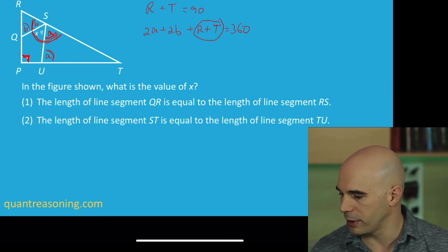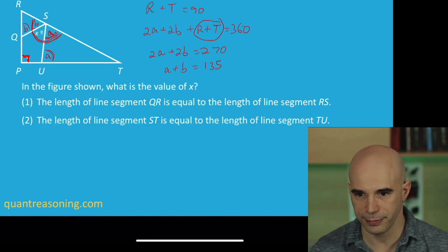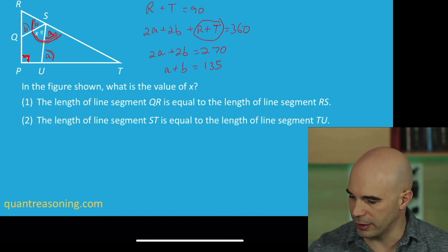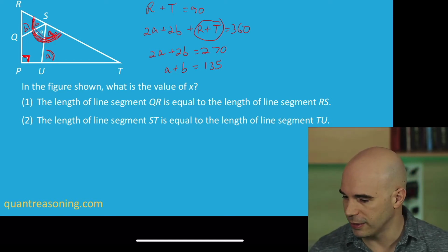But since we know that R plus T is 90, we can infer that 2A plus 2B is 270, which means A plus B is 135. I just reduced the equation by a factor of 2. And now I can find x, because again, we know that RST is a straight line. B plus x plus A is 180, but B plus A is 135, so x must be 45, the remaining 45 degrees.